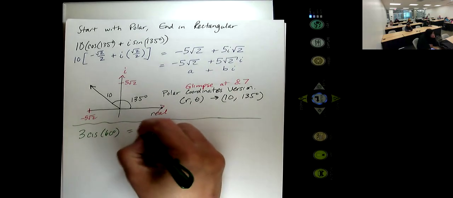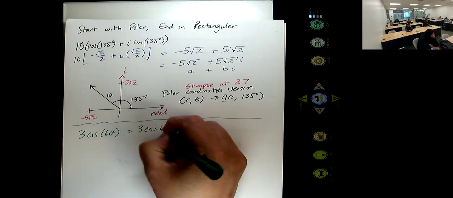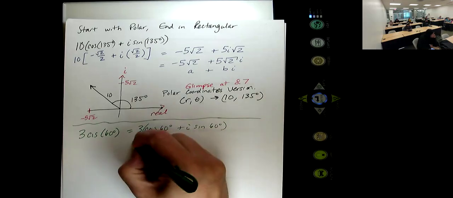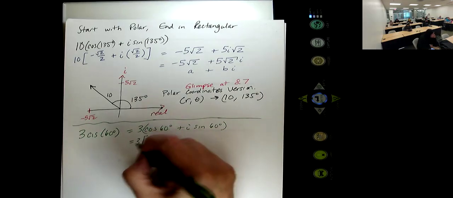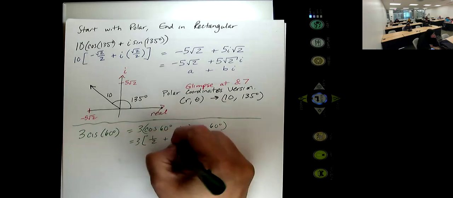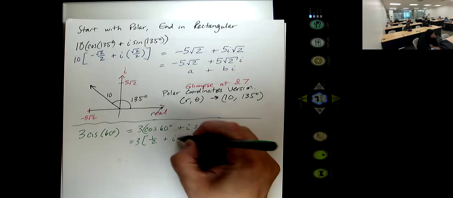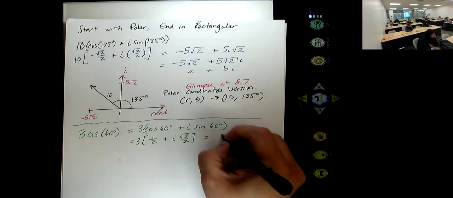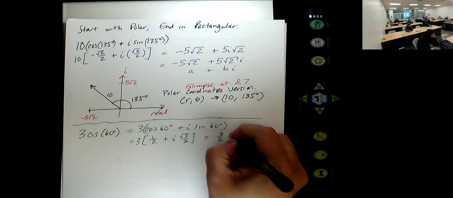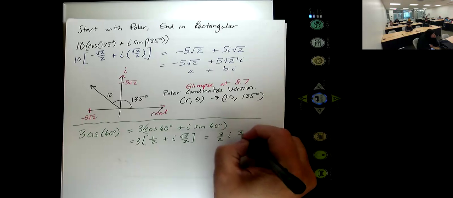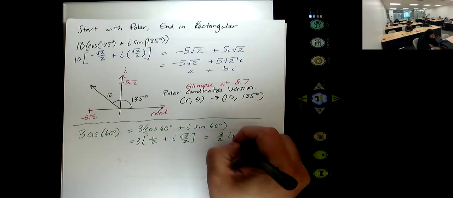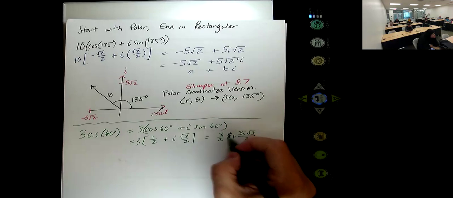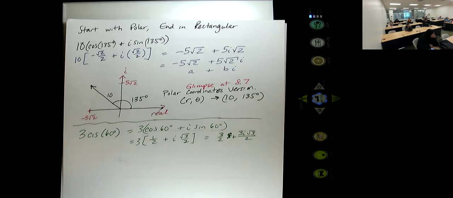So we write out what that is. That's 3 cosine of 60 degrees plus i sine 60 degrees. What is cosine 60? 1/2. And sine of 60? √3/2. So we get 3/2 plus 3i√3/2. Not too bad, right?